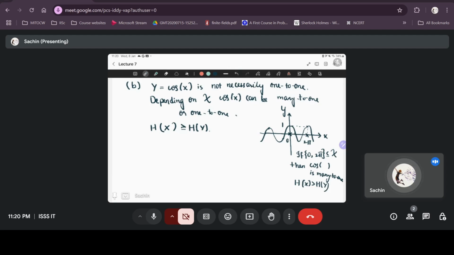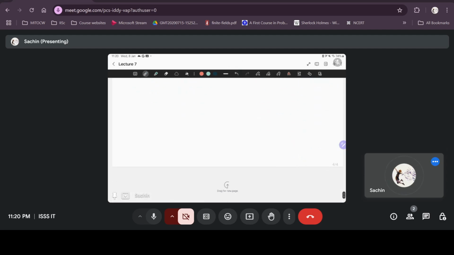Okay, that is it for question number 2. Next is question 3. This is on minimum entropy.